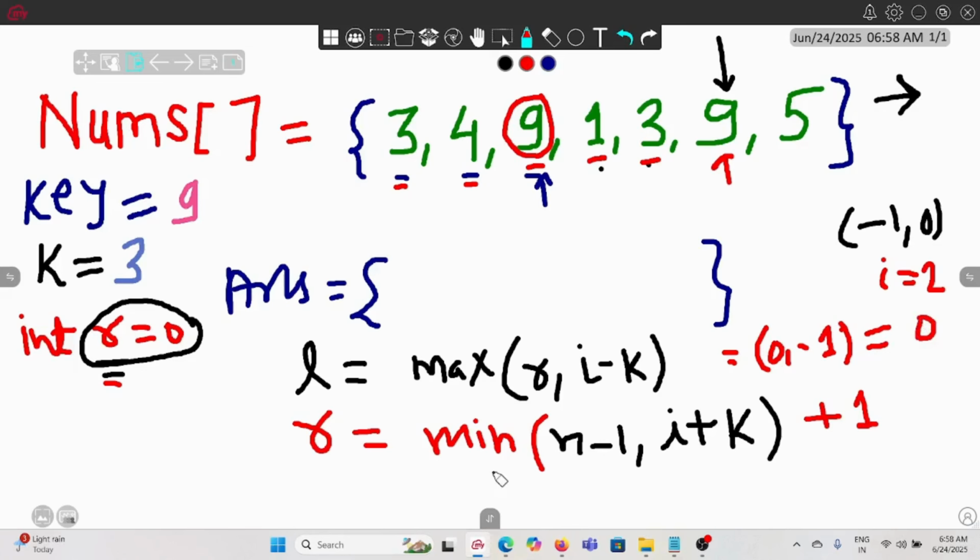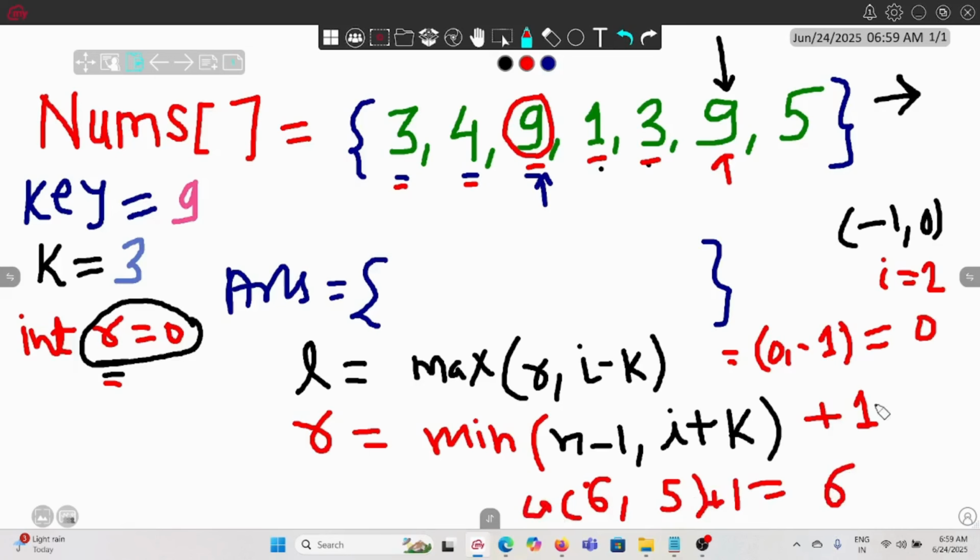How about our R? So our R would be min of n minus 1 and I plus k. n is 7, so n minus 1 would be 6. And what is I plus k? I is 2, so 2 plus 3, I plus k is 5. So what is the minimum here? The minimum here is 5 only. So 5 plus 1, our R is now becoming 6, right? We got the minimum from here plus 1, so 5 plus 1 is 6.